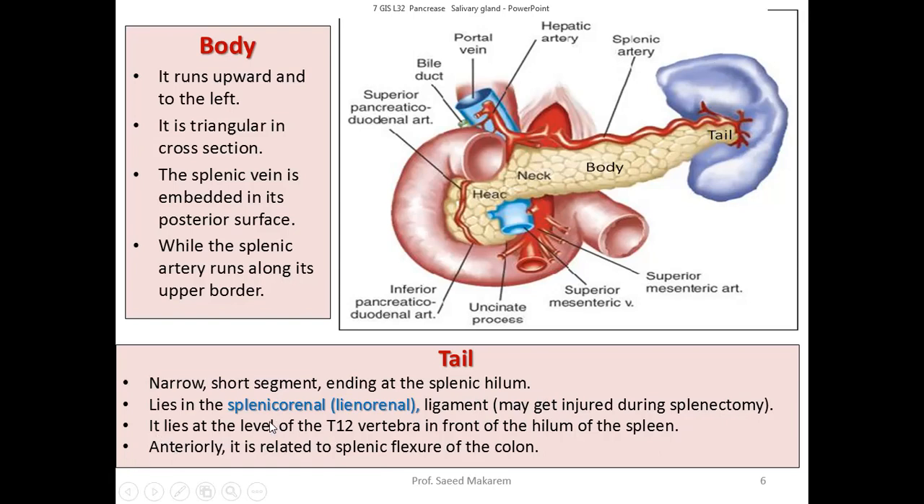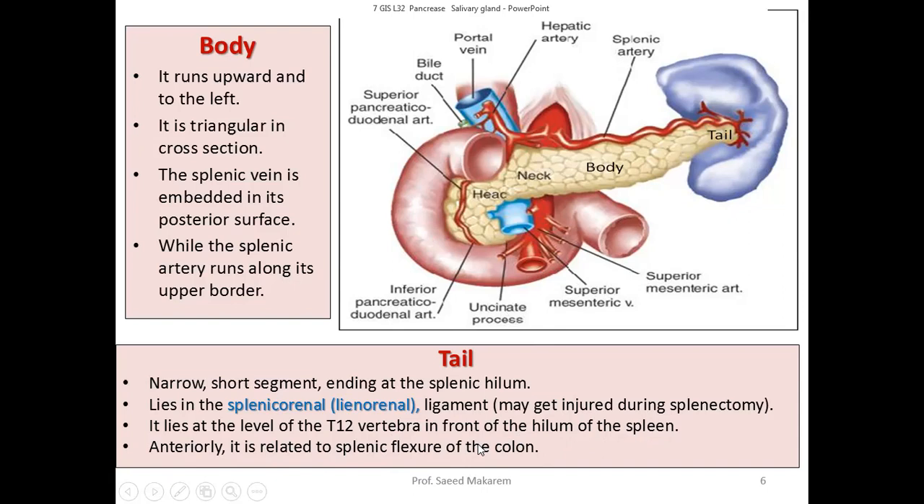It lies at the level of the T12 vertebra, in front of the hilum of the spleen. So in front of the hilum of the spleen, you can see the tail. Anteriorly, it is related to the splenic flexure of the colon. The colon, as you have seen, runs horizontally like this. The hepatic flexure is just below the liver, and the splenic flexure is slightly higher than the hepatic flexure, and it will be in front here. So anteriorly it will be related to the splenic flexure of the colon.